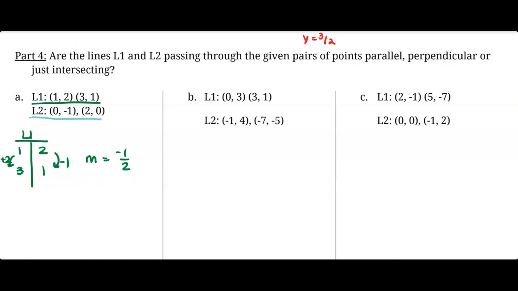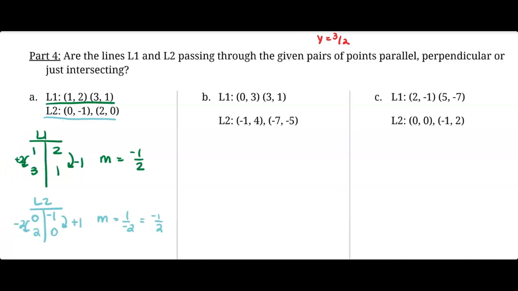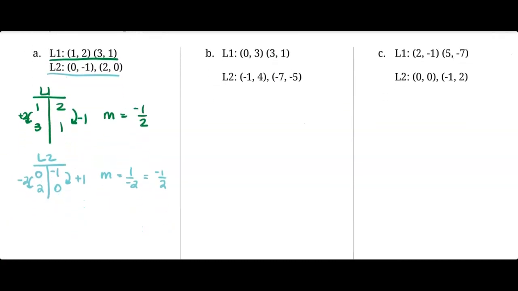For L2, I have the points 0, -1, and 2, 0. So -1 to 0 is adding 1. 0 to 2 is subtracting 2. So my slope is 1 over -2, which is the same as -1/2. So I can see that my two slopes are exactly the same, which makes these two lines parallel.